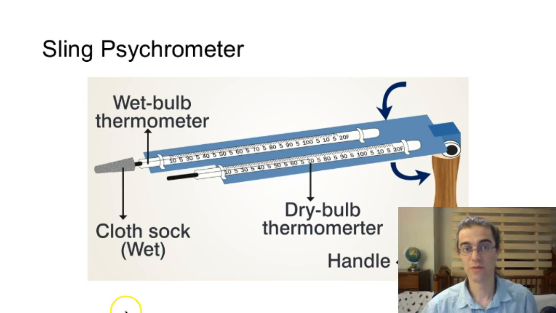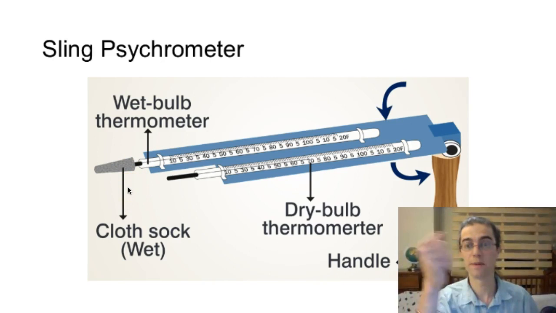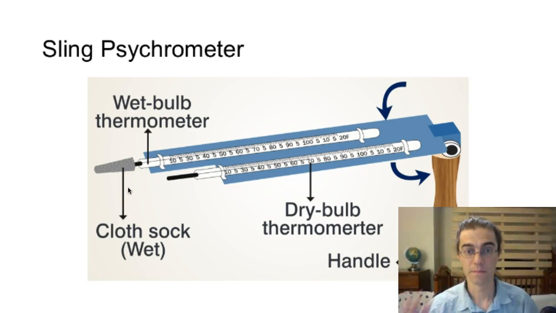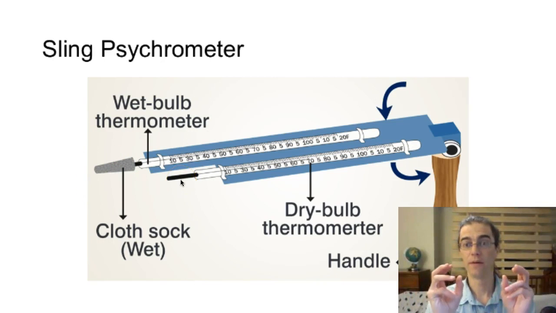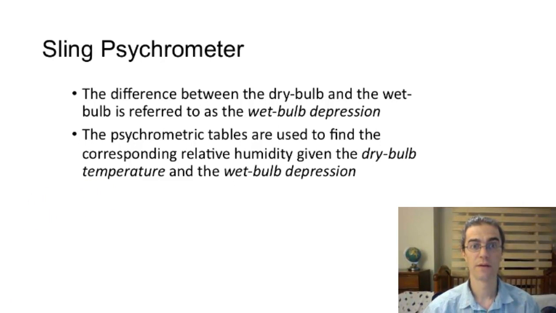But to get back to looking at the device itself, I have a little video coming up for you in a little bit. It's really straightforward technology with the handle and a central pivot and the two different thermometers. You spin them around for about a minute, generating evaporation of the wet cloth sock, and then you take the two different values of the thermometers after that.